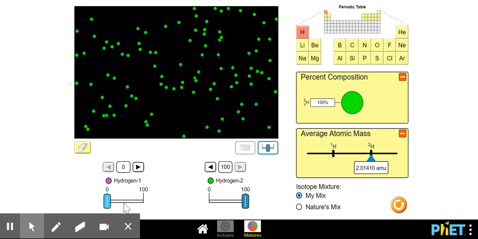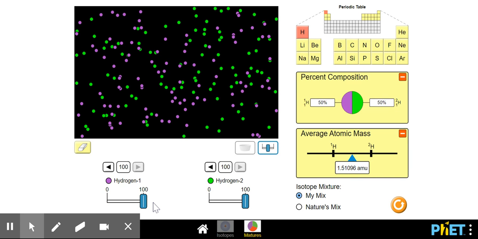So first let me make a mixture, which is 50-50. Okay. And if you look at the pie chart here, this says that you've got even amounts of the two isotopes. And in that case, the average is right in the middle. So it's about 1.5 AMU. However, if we stagger the mix so that it favors one or the other, it's going to move the average towards one side or another.